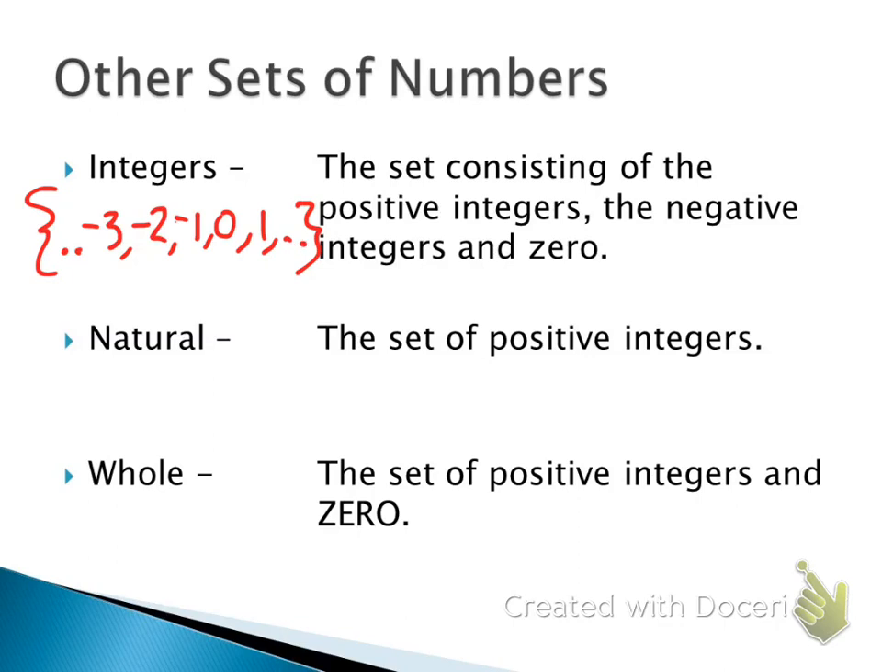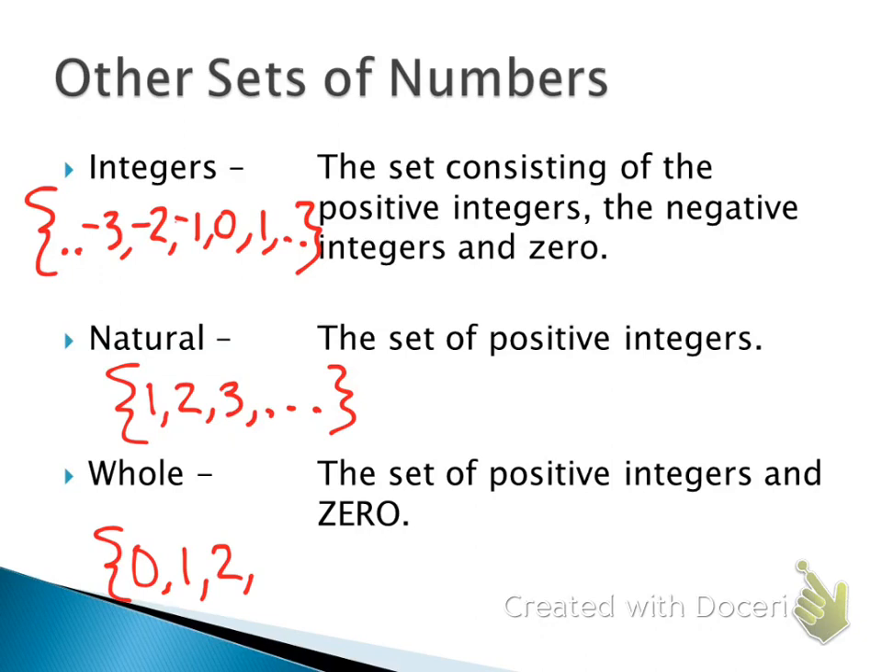The natural numbers is just the positive integers. So the natural numbers would start with 1 and go forward: 1, 2, 3, and so on. The whole numbers would be the positive integers and 0. So we would include 0, 1, 2, 3, and so on.